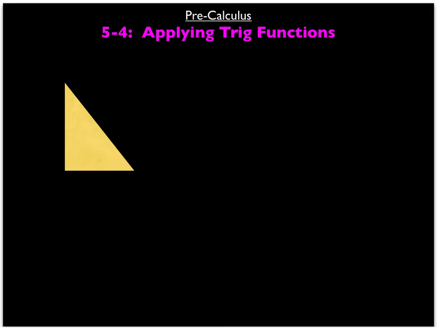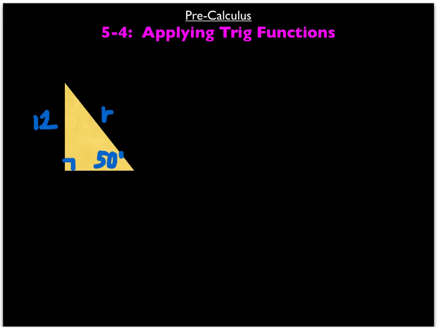So let's say we have a particular triangle like this, and we're going to say that this side is 12, it's a right triangle of course, that this angle is going to be 50 degrees, and we're going to try to find the hypotenuse, which we'll call r. How do we do that? Well, the right triangle trig functions can be very helpful here.